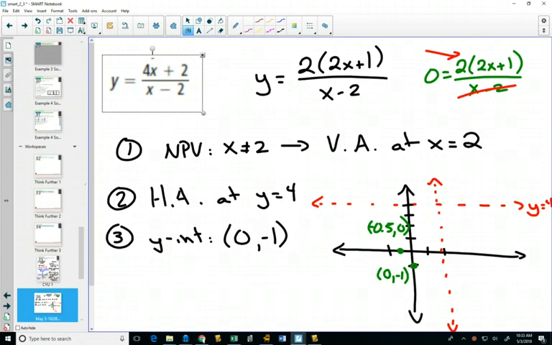So we need another point in the right-hand section, and the way that we'll get that point is just by using a table of values and plugging in something. So what's a point on the right-hand section? Well, I'm going to plug in x equals 3. What happens when I plug in x equals 3 into this equation? On the top, I'll get 14. On the bottom, I'll get 1. 14 divided by 1 is 14. So I get this point, looks like it'd be way up there, (3, 14). I can extend this asymptote further if I need to.